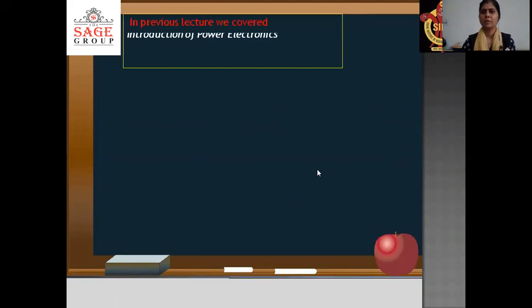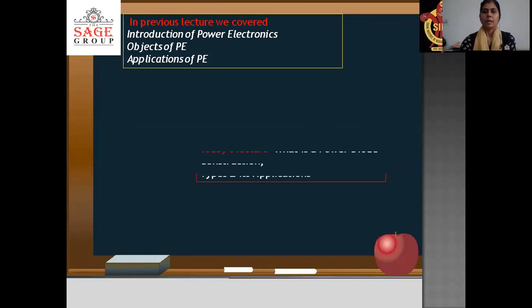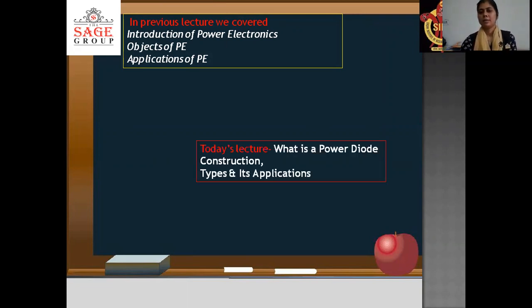In the previous lecture, we already discussed the introduction of power electronics, its objectives, and its applications. Introduction of power electronics means the definition of power electronics. It's a combination of three words: power, electronics, and control system. It means power electronics is the combination of power, semiconductor electronic devices, as well as their controlling system. But in today's lecture we will cover the topic of power diodes, their construction, types, and applications.